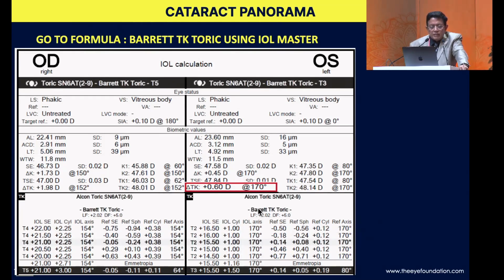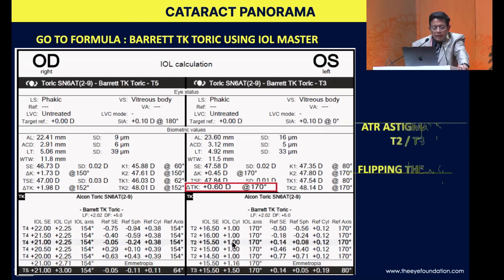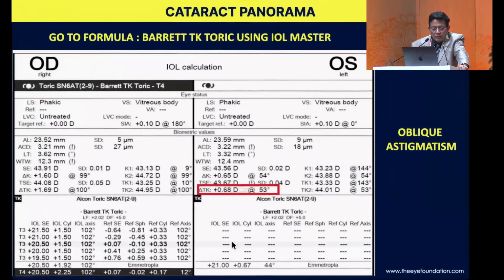And basically, as you can see here, just 0.60 diopters of against-the-rule astigmatism at 170 degrees. We believe in the Barrett formula, and it's the Barrett TK Toric. It's not the Barrett Universal. That's our basic go-to formula, because this takes into account the toric calculation. This straight away tells me whether the patient needs a toric lens or not. 0.60 diopters of astigmatism needs either a T2 or a T3 lens. But on the other hand, in case I have a situation where it's oblique astigmatism of 0.66, almost similar to what we saw, there's no toric lens that's needed.